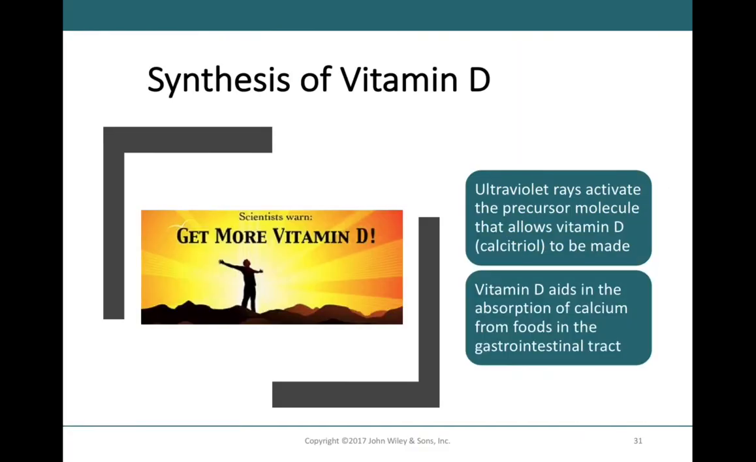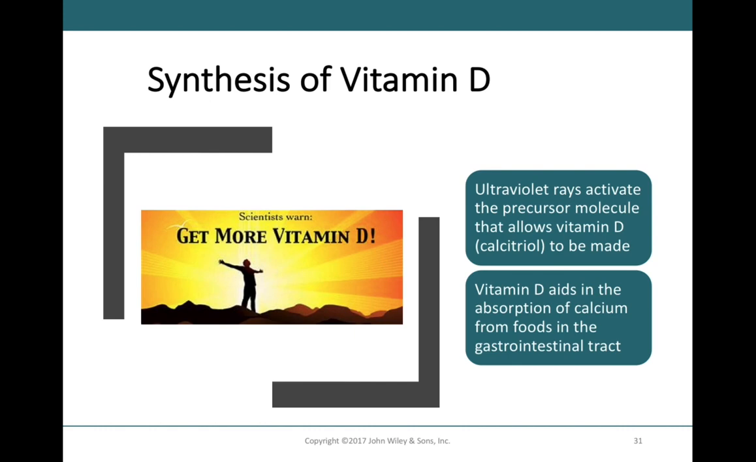The last function of the integumentary system that we're going to cover is the synthesis of vitamin D. Vitamin D plays a very important role in the body. Vitamin D will aid in the absorption of calcium. We cannot normally absorb calcium into our bodies through the digestive system unless vitamin D is attached to it. So the synthesis of vitamin D is another integral function of the integumentary system.